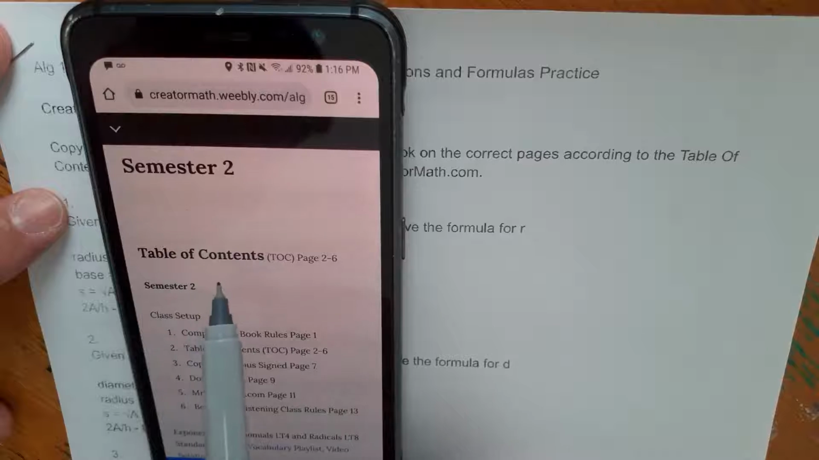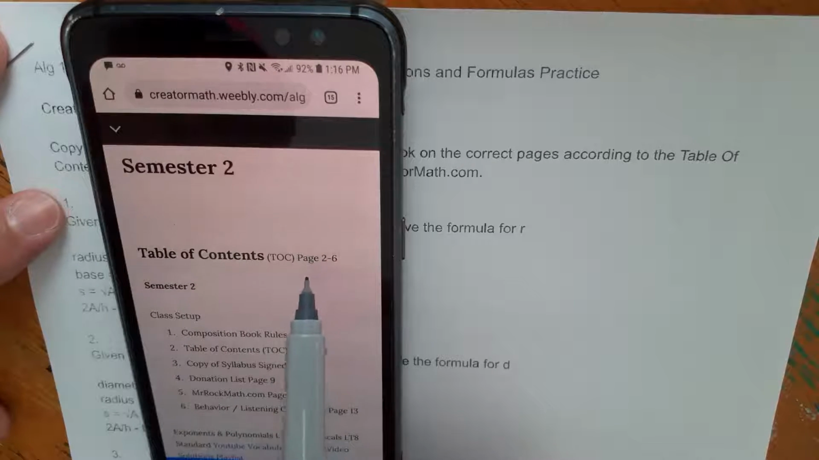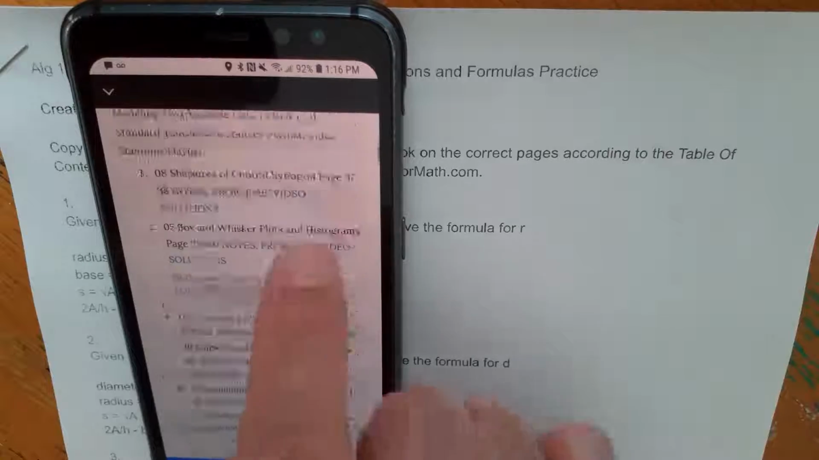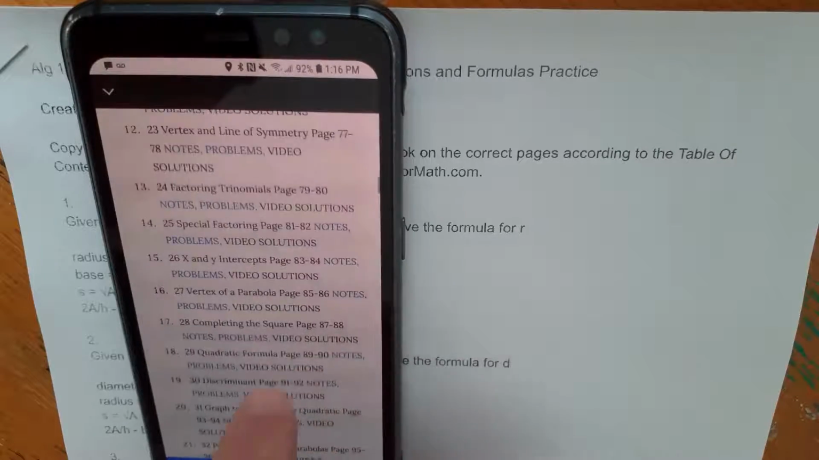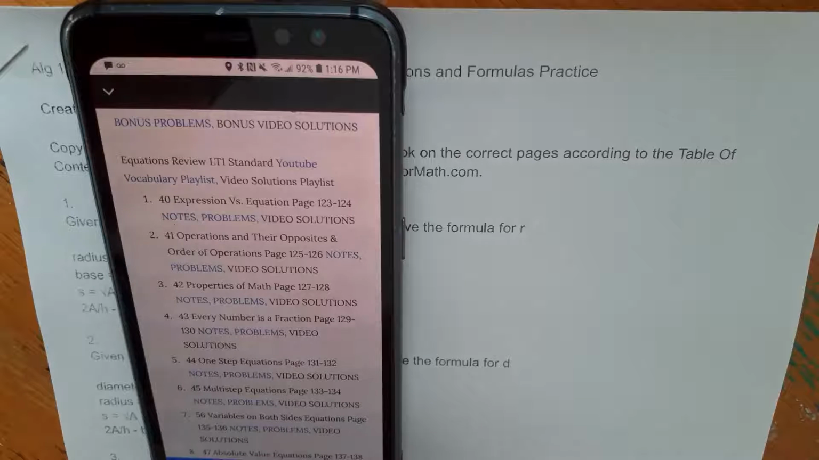All right, so we're looking for table of contents. Remember, this should have been copied onto pages 2 through 6 of your composition book a long time ago. If you haven't done it already, please stop what you're doing and copy it in. See the videos of how to number pages and videos of A comp books, etc.